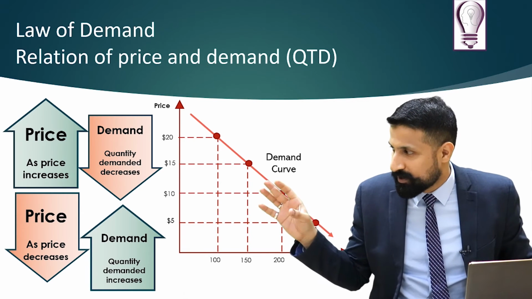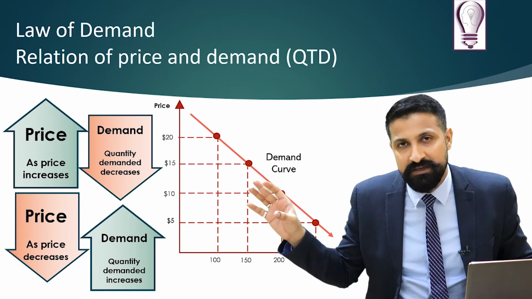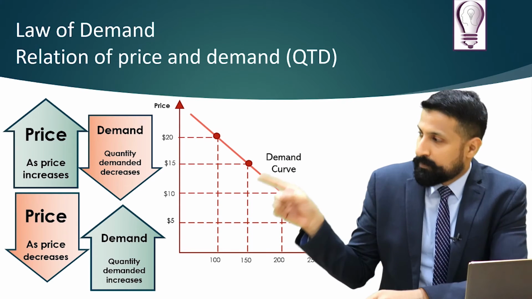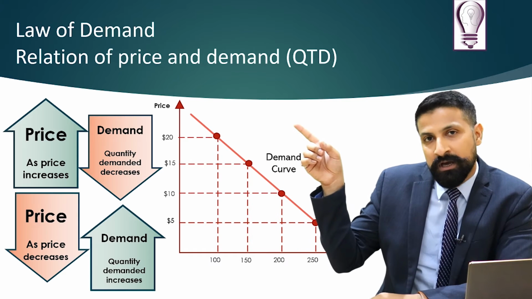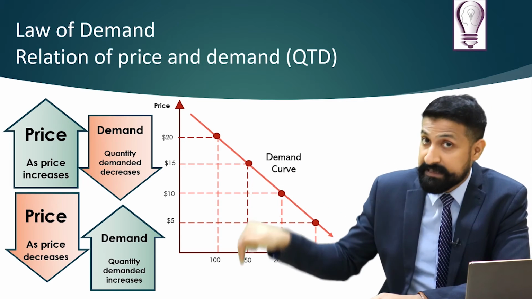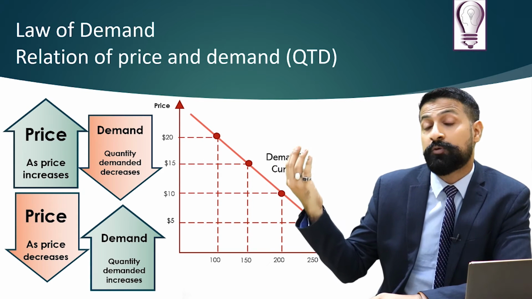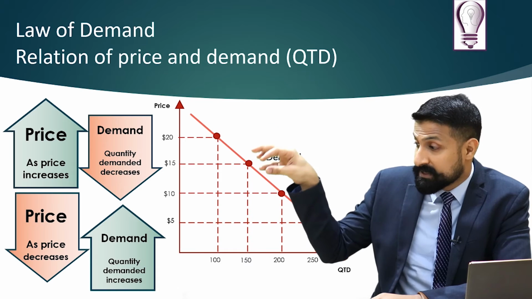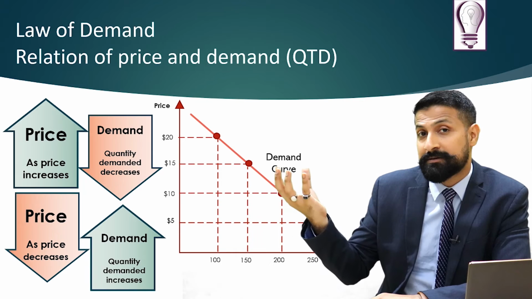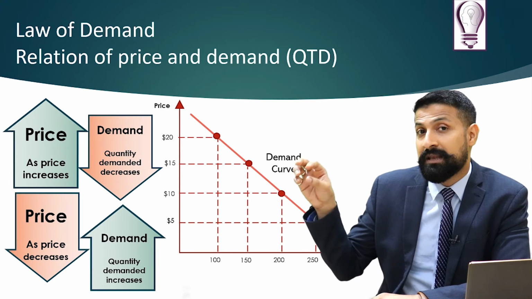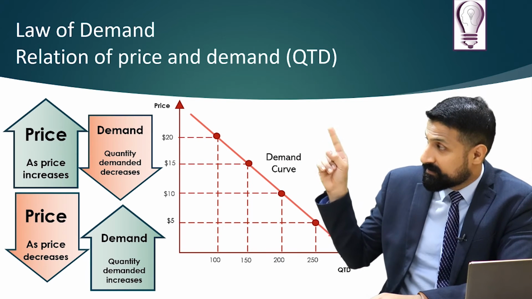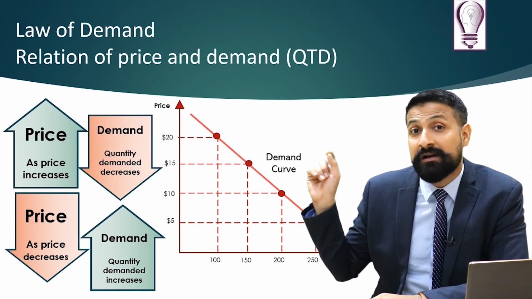Now, what do you understand when you see this video? When the price is going up, the quantity demanded is coming down. When the price is going down, the quantity demanded is going up. So when the price is decreased, more units are needed. When the price is increased, fewer units are needed. And this is called the demand curve.